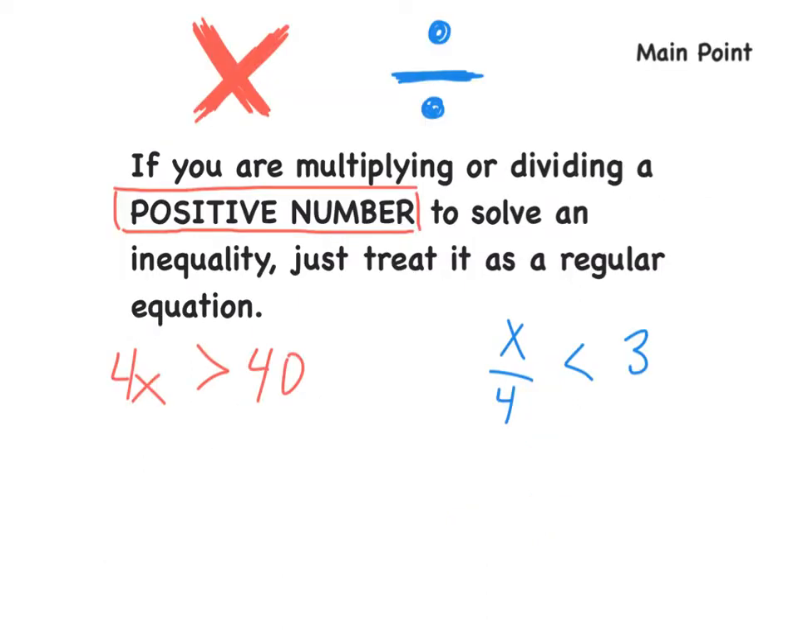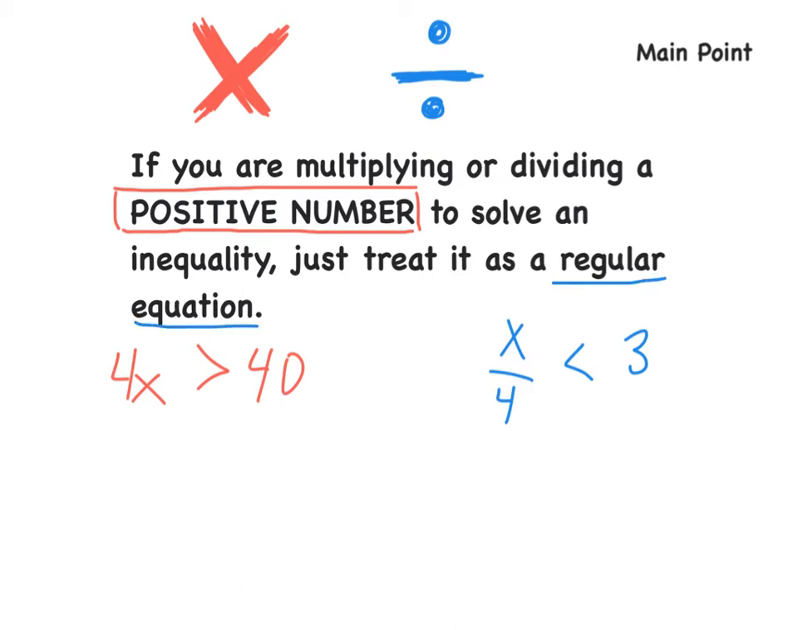So now that was addition and subtraction. Addition and subtraction, treat it as a normal equation. Now, moving on to multiplication. This is where it gets a little tricky. If you are multiplying a positive number, just treat it as a regular equation. So, if it's a positive number, treat it as just a regular equation.